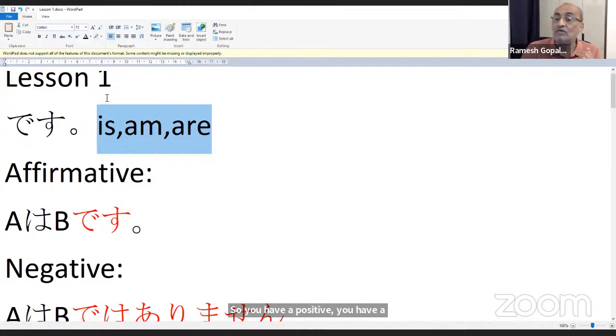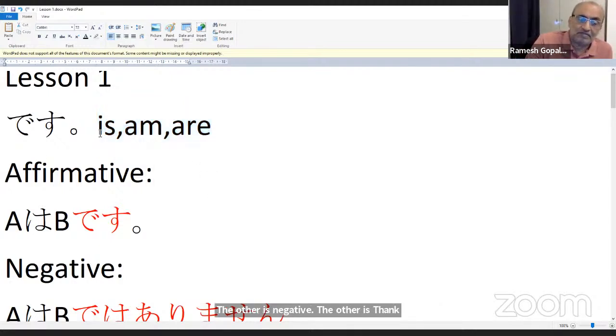Then what can the other thing be? Positive, negative, and a question. That is interrogative. Affirmative, negative, and interrogative. Take any language, these are the three basic sentences. Other than this, you don't have any other sentence. One is positive, the other is negative, the other is interrogative. Now, please take this down.